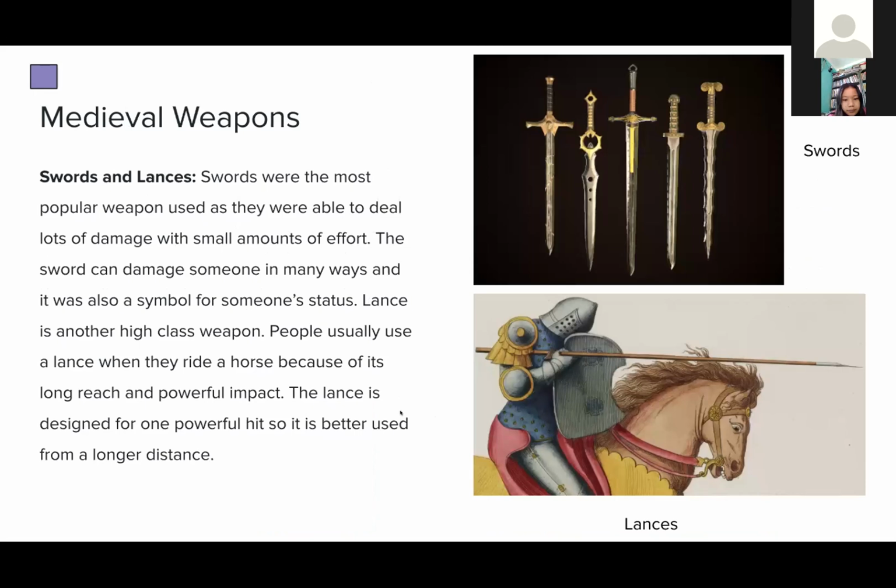Swords and lances. Swords are historically the most popular weapons in Europe because they are able to deal lots of damage through slashes, jabs, and stabs with a small amount of effort. And they're also a symbol for someone's status. Now, lances are another high-class weapon because the only people that use lances are people on horses, and horses are expensive. And people only use lances when they ride a horse because of its long reach and powerful impact. And it's only designed for really one hit, so it's better used from a longer distance.